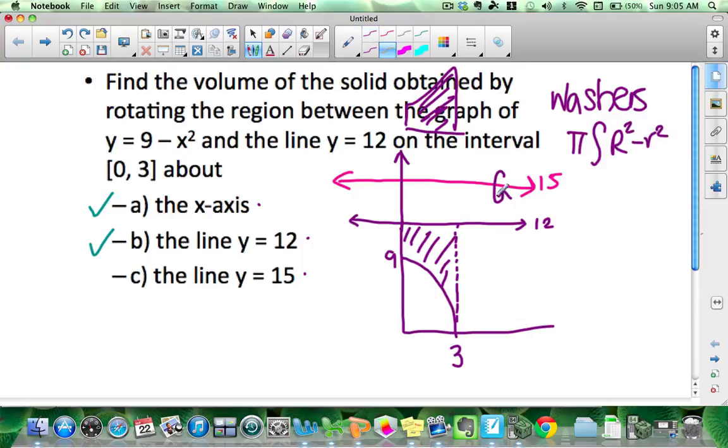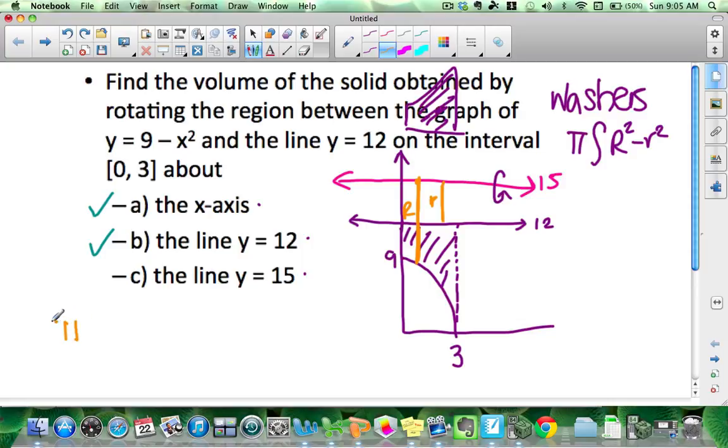Okay, and let's figure out what those are. Big R is the distance from the axis of rotation to the furthest piece of the region. So that's going to be this right here. Whereas little r is going to be the distance between the axis of rotation and the end of the gap, which is right there. So let's put this together.